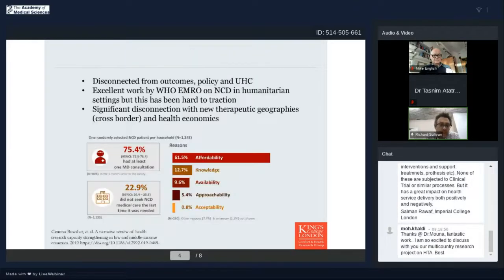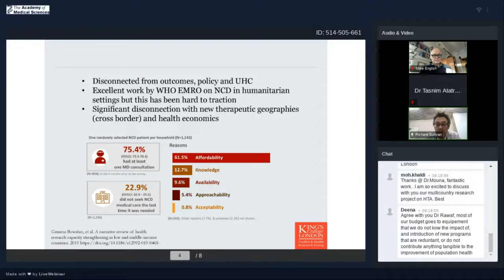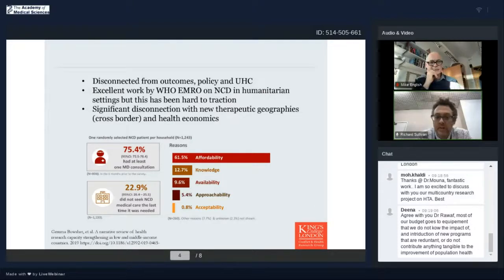Next slide, please. When we've analysed this, we also see that a lot of the research outputs are quite disconnected from outcomes. They're often quite disconnected from national or supranational policy and indeed from universal health coverage. WHO have done some amazing work on NCD packages in humanitarian settings, but even this has had a hard time having any traction, whether with UNRWA, ICRC, MSF, or the international donors. There are also quite significant disconnections with these new therapeutic geographies and with the health economics issues of research. And I'll talk about that more in a moment.